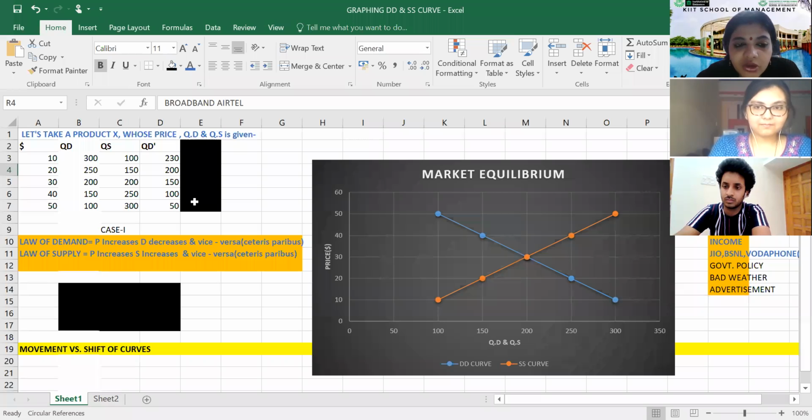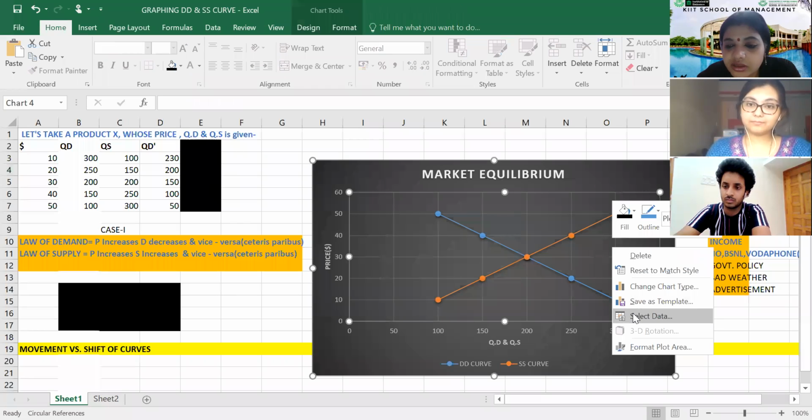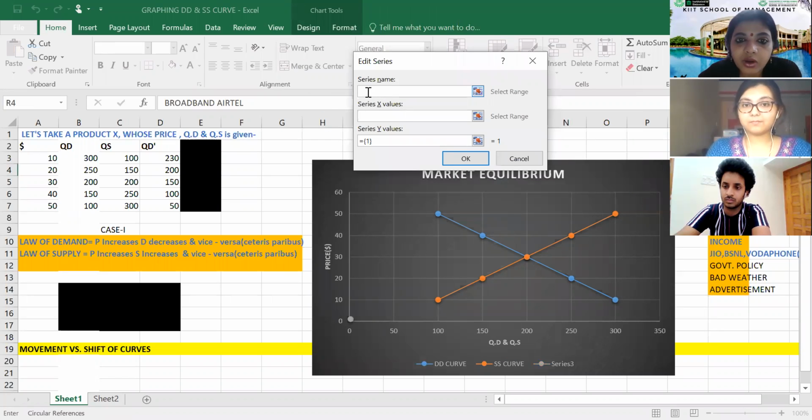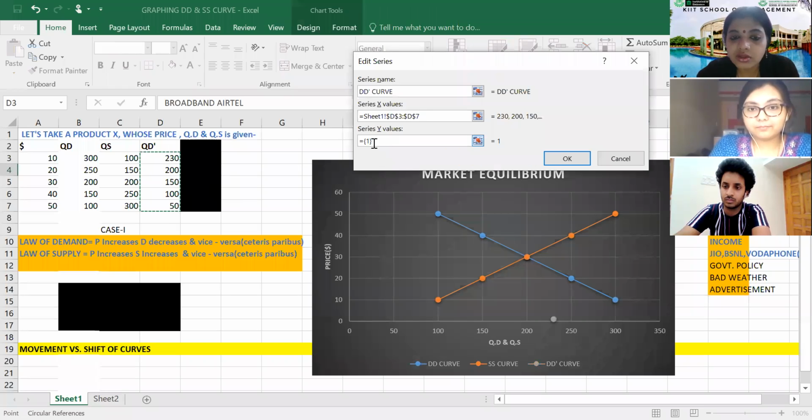Now with this decreased value, let me see where it is. Is my demand curve shifting or is it remaining the same? In order to see that, again, what we'll do, just right click, select data, add. So now you are going to add what? Add the new DD curve, name it DD dash, which is the new or changed demand curve. Now here the X values will be the changed values of the demand. So select all these changed values. These are your X values.